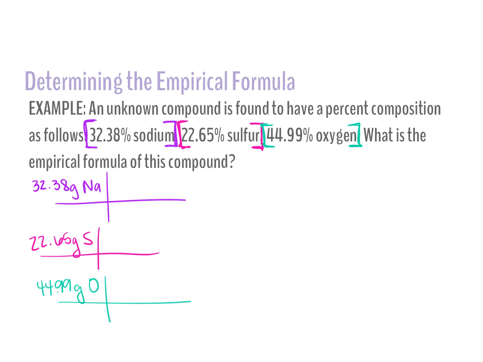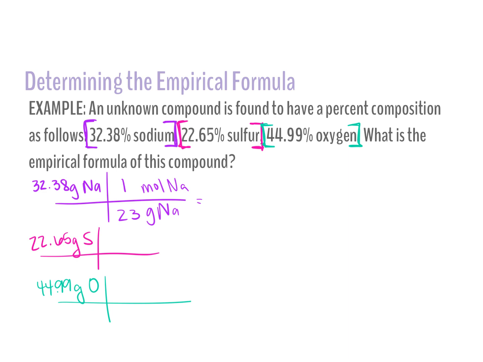Because that's really step 2, if you want to label it like that, right? We started with percent composition. That's not really a step. We labeled them with grams. We're going to convert each to moles. So if we look at our first one here, grams of sodium to moles of sodium, we need the molar mass. 1 mole of sodium is 23 grams.